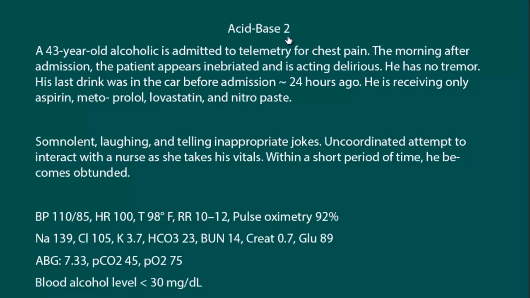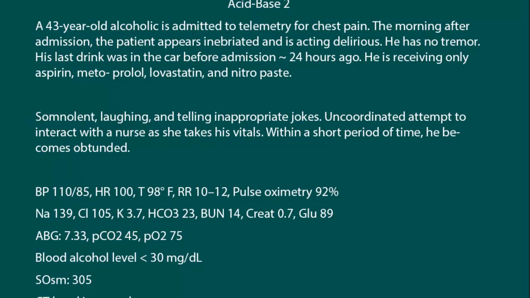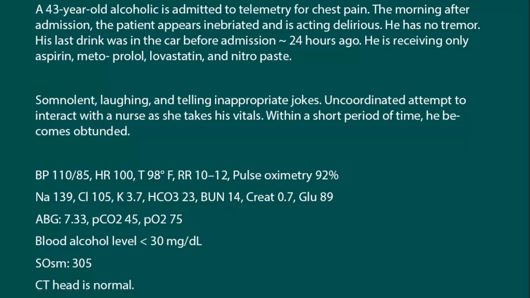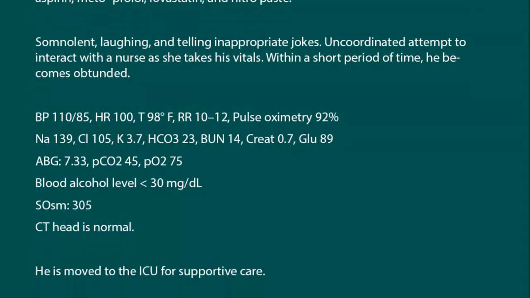Question number 2. We have a 43-year-old alcoholic. He's admitted to telemetry, has chest pain. Morning after admission, he appears inebriated and is acting delirious. No tremors. Last drink was in the car before admission 24 hours ago. He's receiving only aspirin, metoprolol, lovastatin, and nitropaste. His blood pressure is normal, heart rate 100, temperature normal, respiratory rate 10 to 12. Sounds a little low. Pulse oximetry 92%, somnolent, laughing, and soon becomes obtunded.